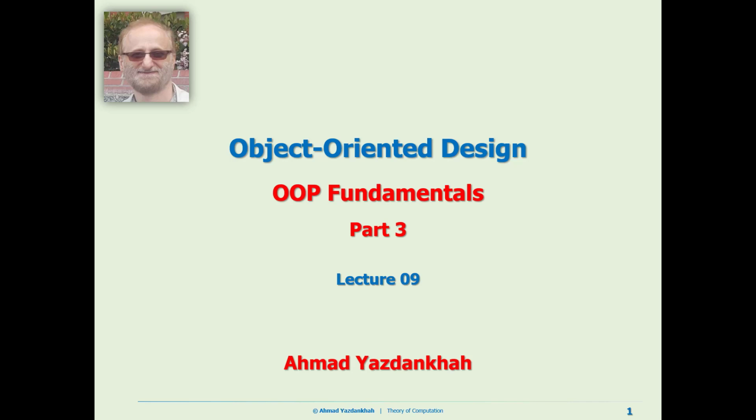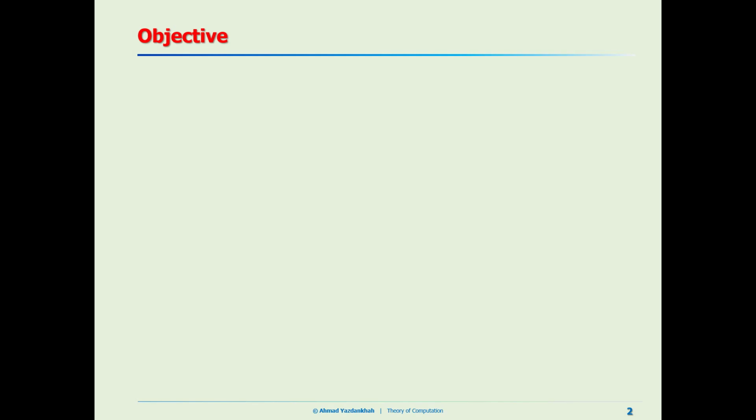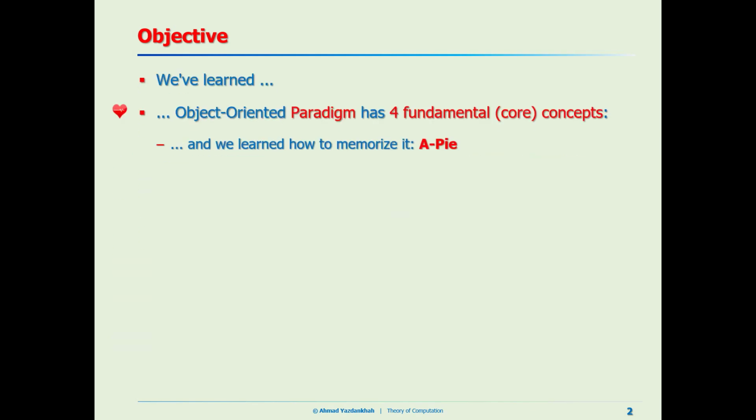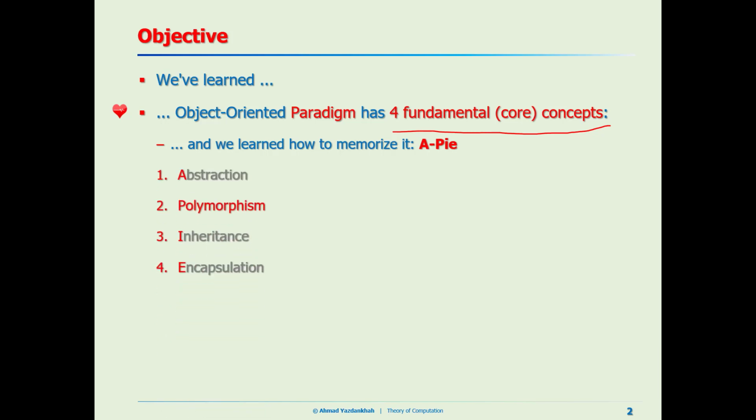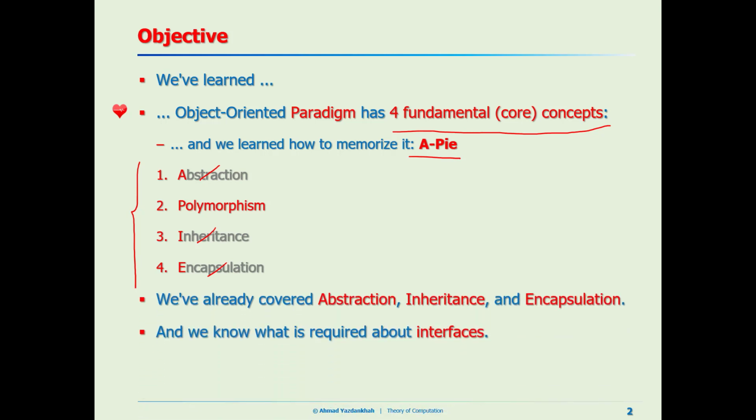Hey guys, this is the third and last part of the OOP fundamentals. Let's see what we got. Yeah, we learned that the object-oriented paradigm has four fundamental concepts, and we learned them as a pie. So these four, all of these gray ones are already covered. So today we are gonna talk about polymorphism, which is one of the most important ones.